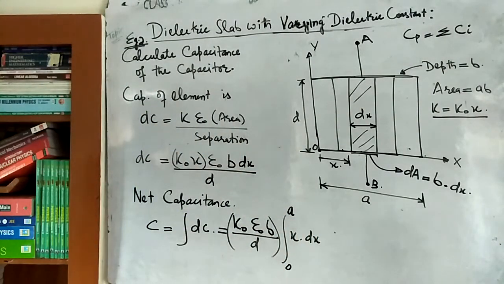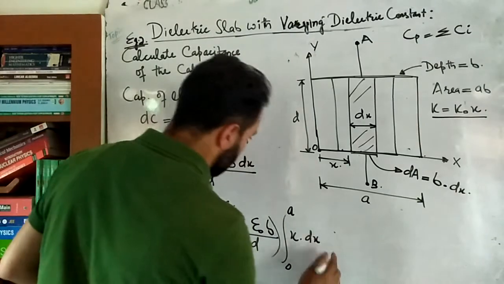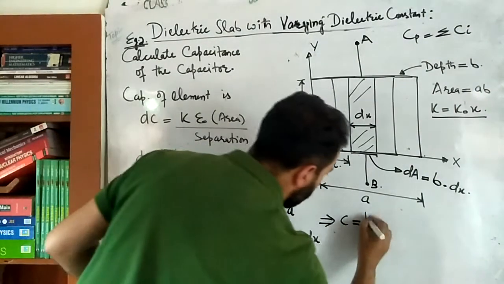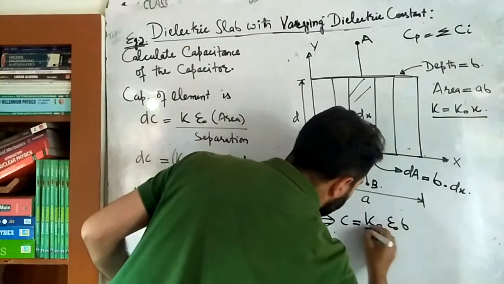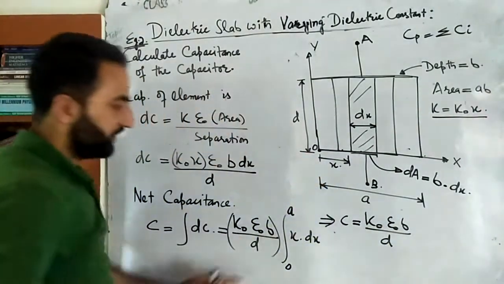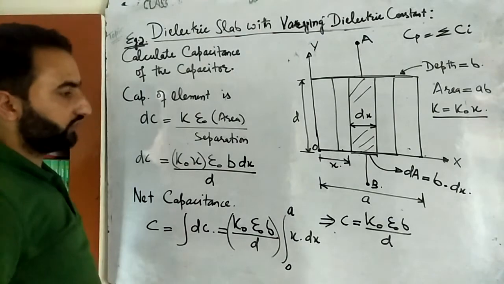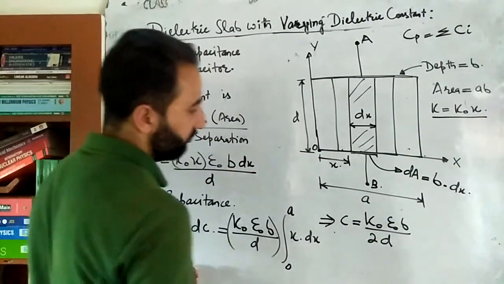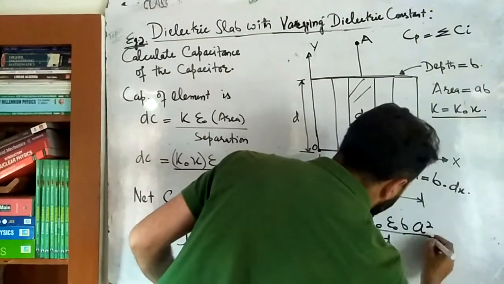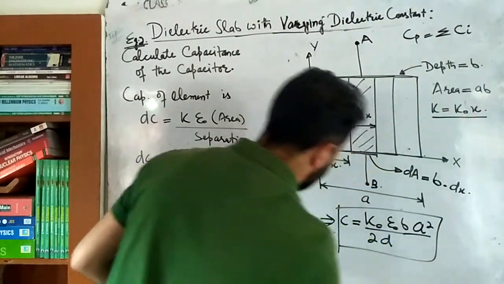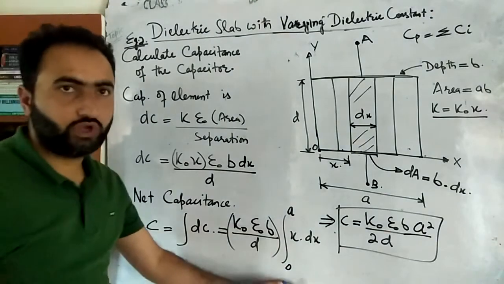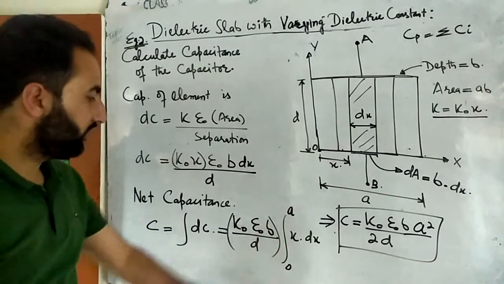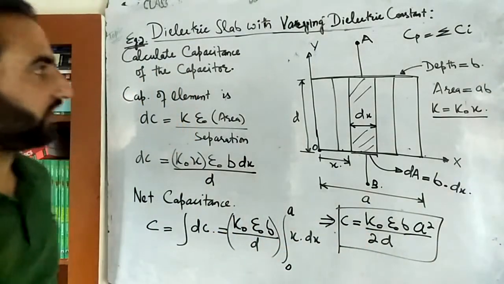Now what's the net capacitance C? This implies that C will be equal to K epsilon naught b divided by d, times the integration of x, which is x squared divided by 2. The lower limit is 0 and the upper limit is a, so it is simply a squared divided by 2. On solving this integral, the 2 stays here and a squared here, so this is the equivalent capacitance.